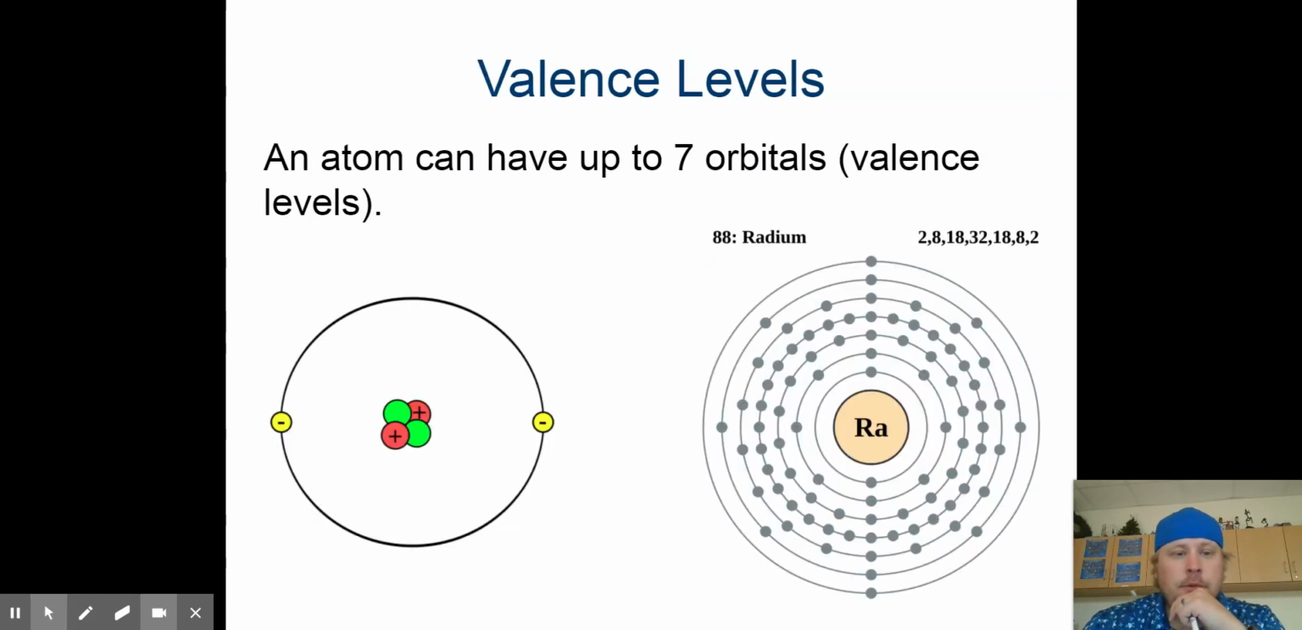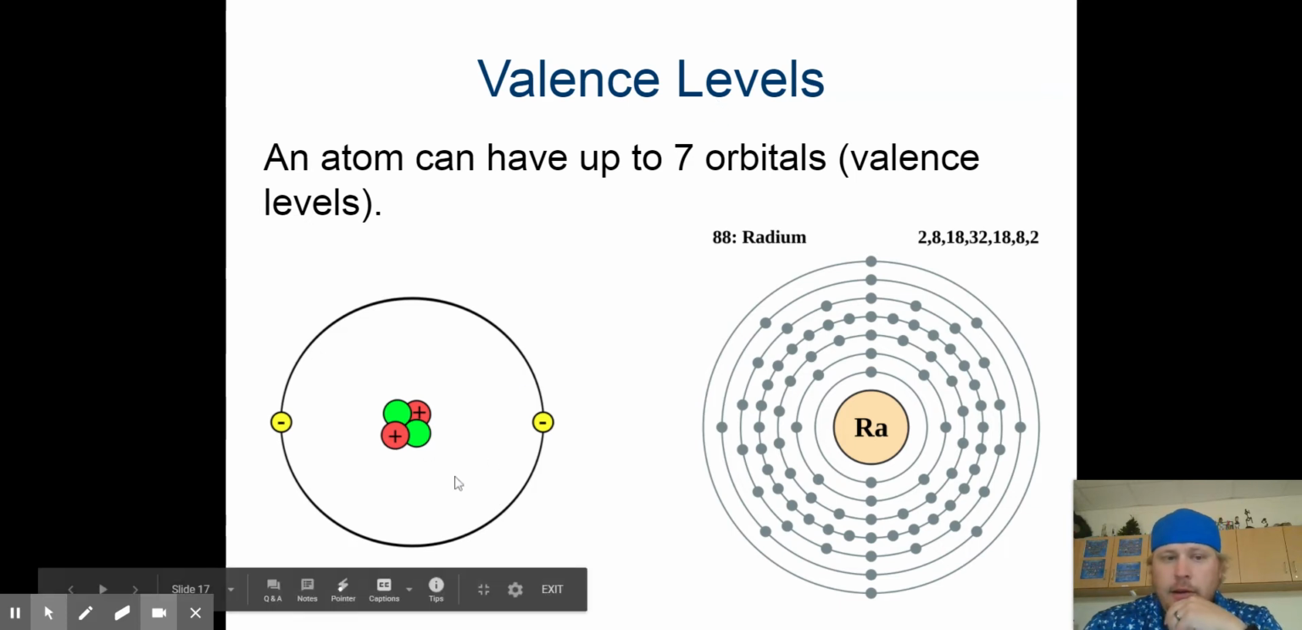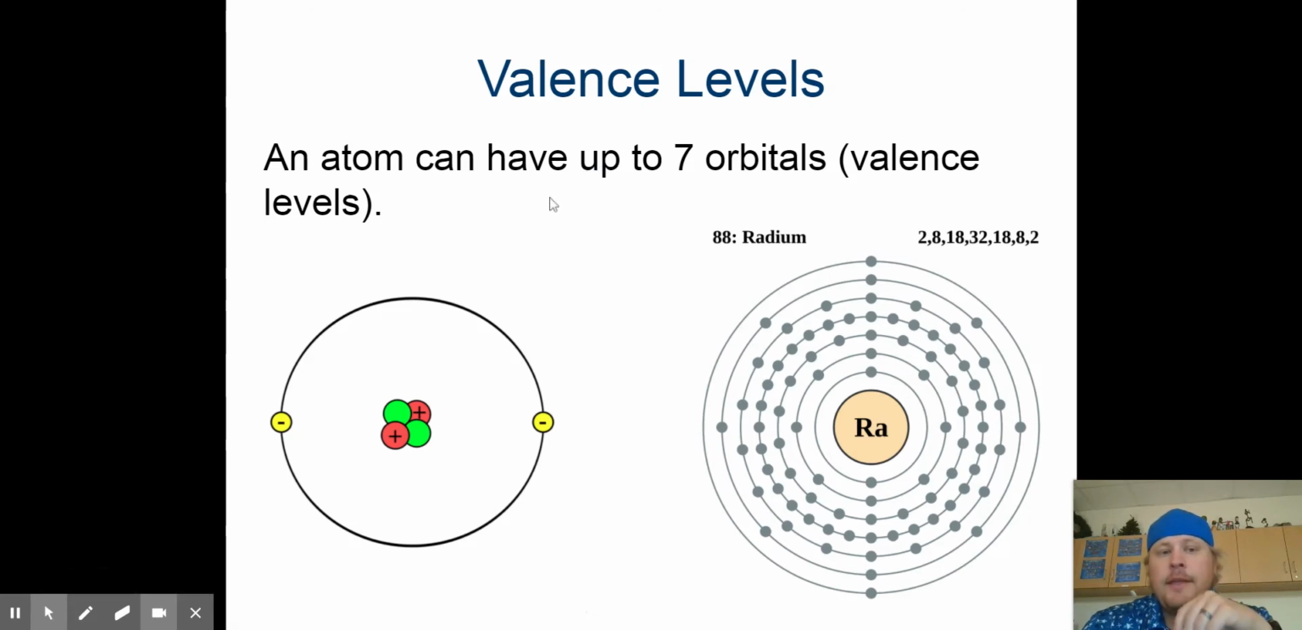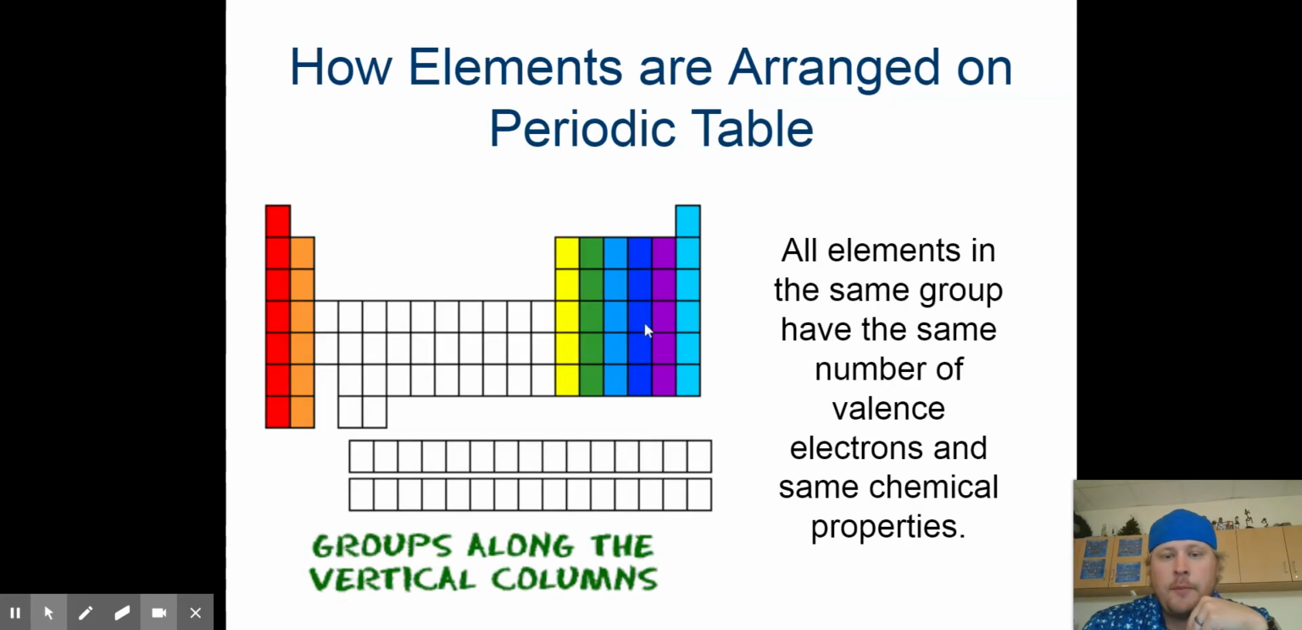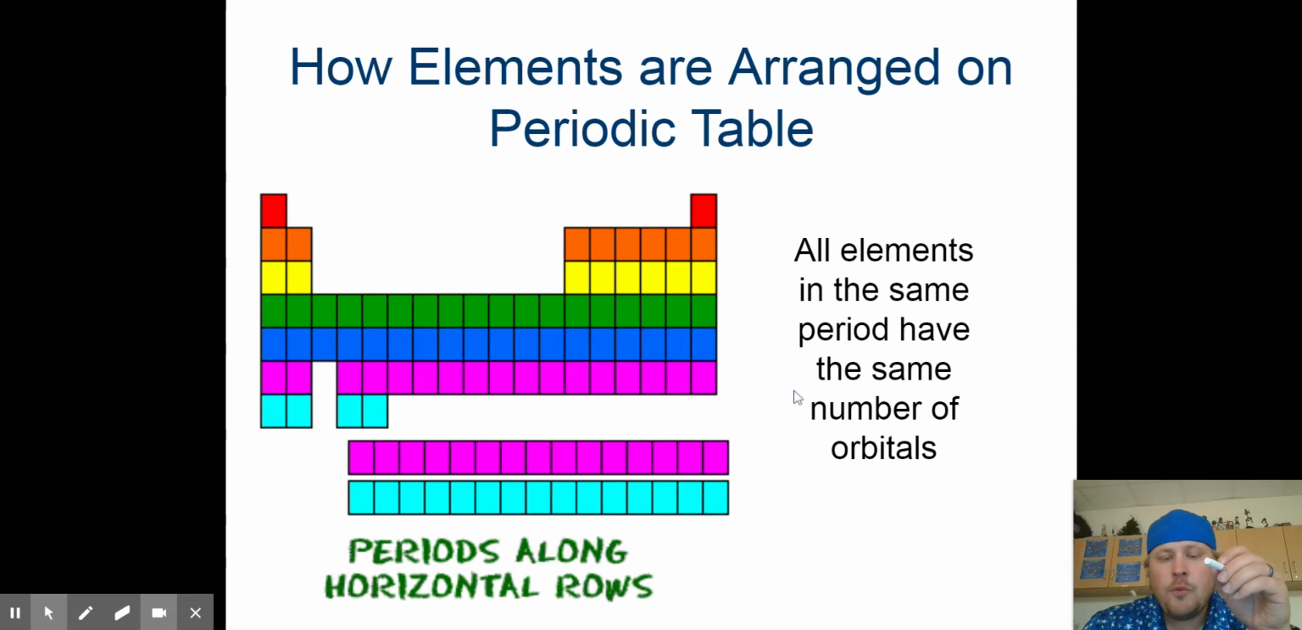So one of the things that we want you to do is write this part down right here. You don't really have to draw the drawings. It's going to make no sense later on. But we want to talk about a valence level, okay? A valence level is something that an atom can have up to 7 orbitals. If you remember, and we go back right here, where we're talking about our periodic table, remember how there were 7 different colors. That means that there are 7 different levels of electrons.